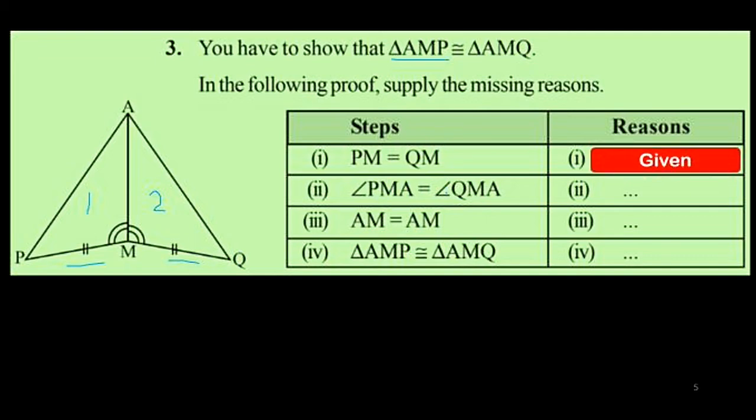Second, angle PMA is equal to angle QMA. Why? Because it is also given in the question. AM is equal to AM. Now, if you see in triangle 1 and 2, both are having AM as the common side. So, it is common in both the triangles. Triangle AMP is congruent to triangle AMQ.